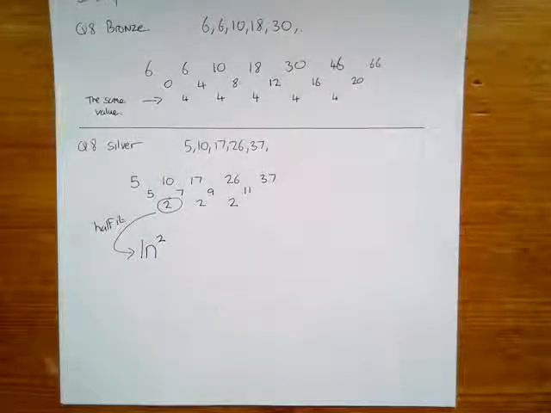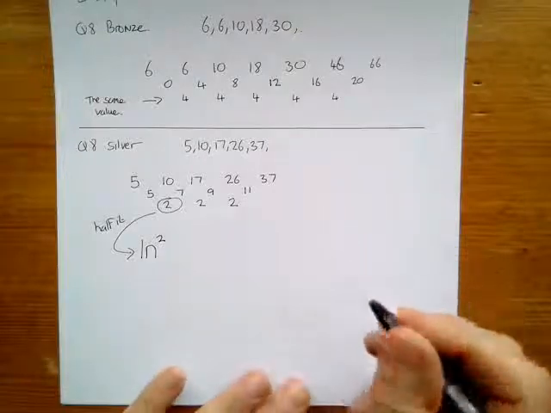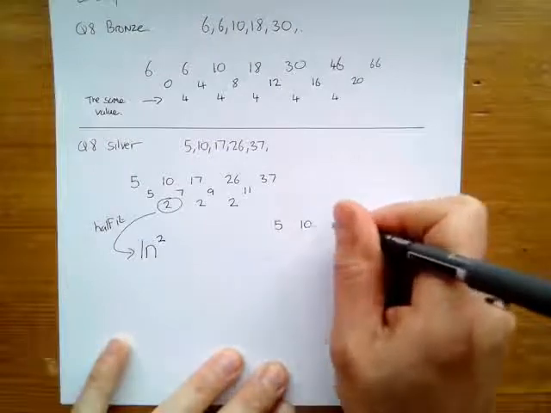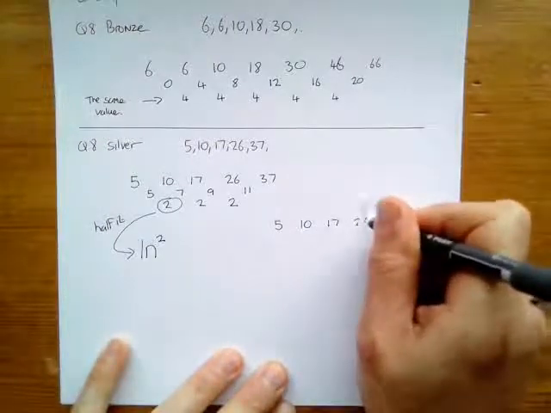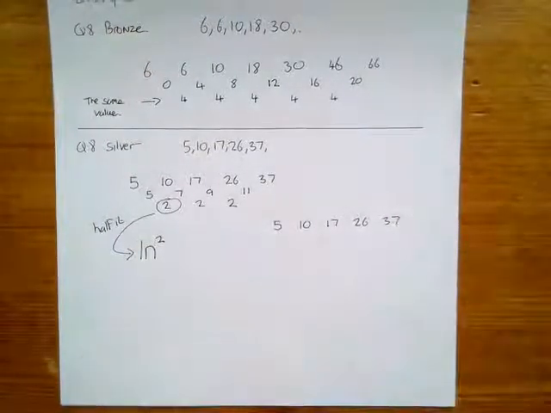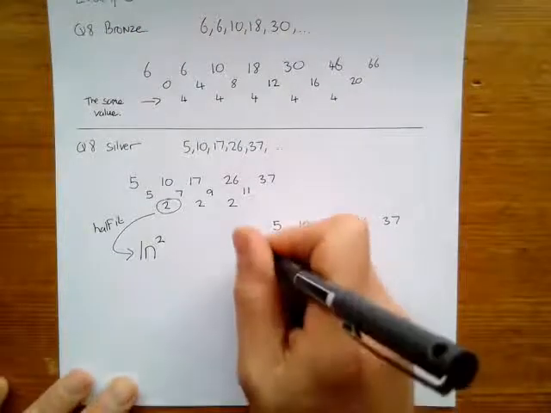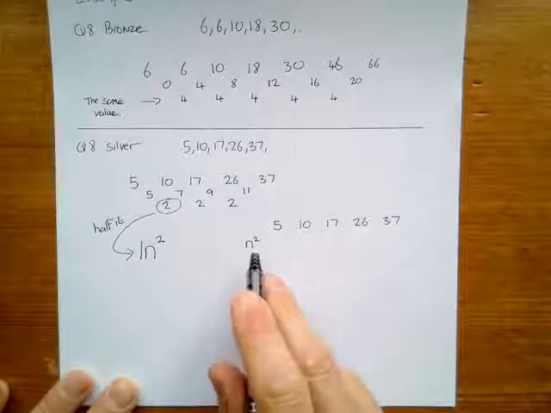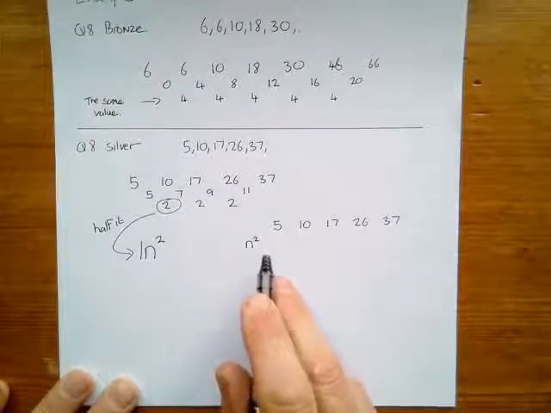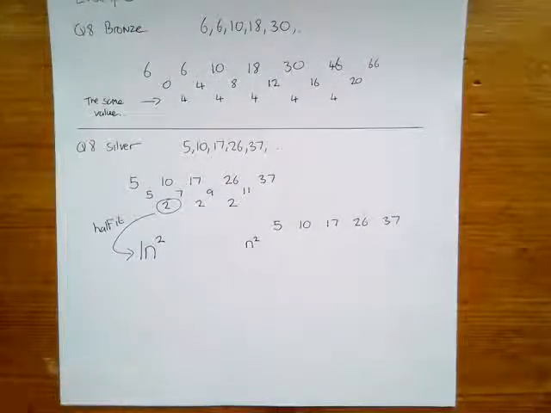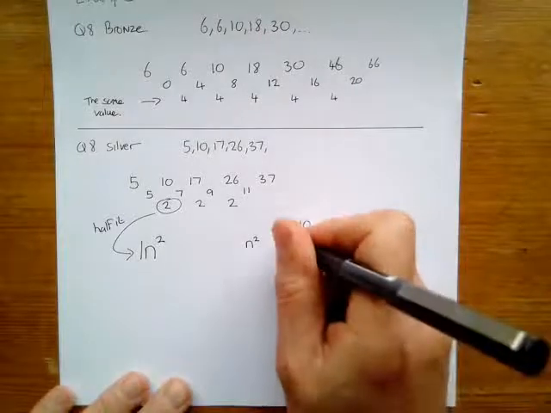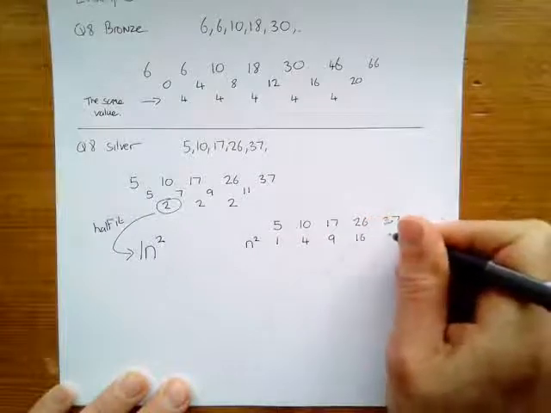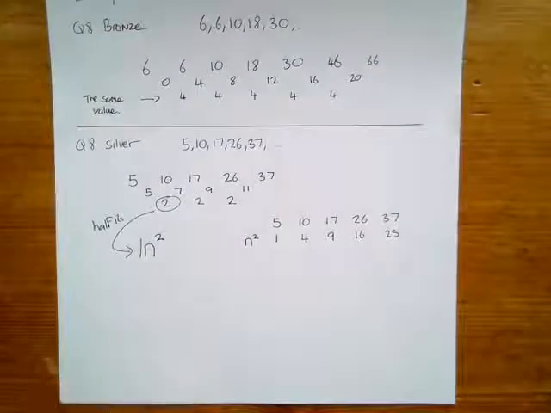So what I do, and this is the clever bit now, is I write out the original numbers again. I shall do it here. So those are the original numbers. I then immediately underneath write out the numbers for the sequence n squared, the first 5 numbers in the sequence n squared. Well, I've already mentioned those earlier. N squared is the sequence 1, 4, 9, 16, 25, like that.